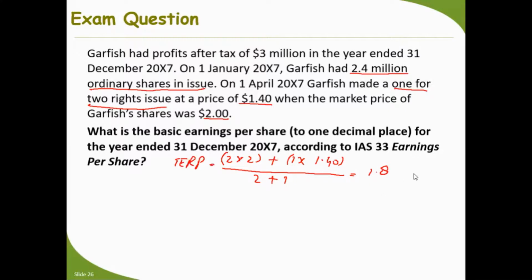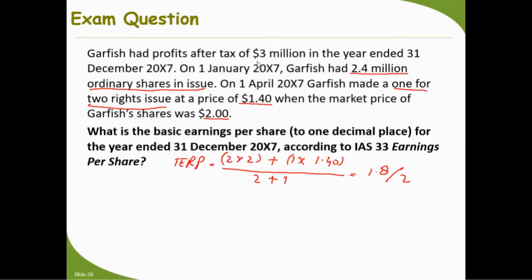Now, what is our bonus fraction? The bonus fraction is 1.8 divided by 2, the issue price before that. That is the second step. Third, step 3, weighted average number of shares.